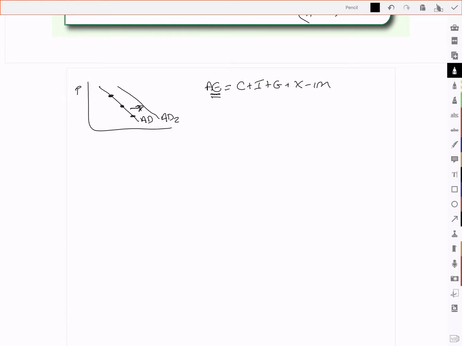So let's think back to what changed autonomous aggregate expenditures, right? Here's our aggregate expenditure function. Here's our 45-degree line. What else changed aggregate expenditures besides price? So let's start with consumption. What changed autonomous consumption? Well, when we think back, we have a list of things that change autonomous consumption. We talked about an increase in wealth.